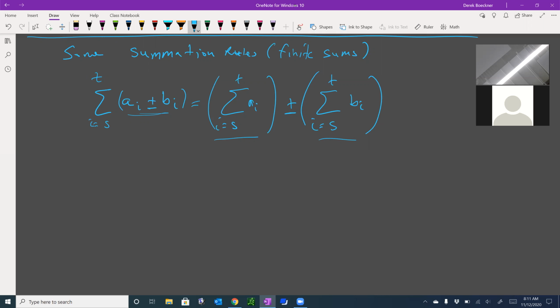If you have a constant and you're multiplying that constant times each of the indexed values, you can take that constant times the sum. So you can factor out the C from the summation. That's just the distributive property. This is commutativity and associativity.